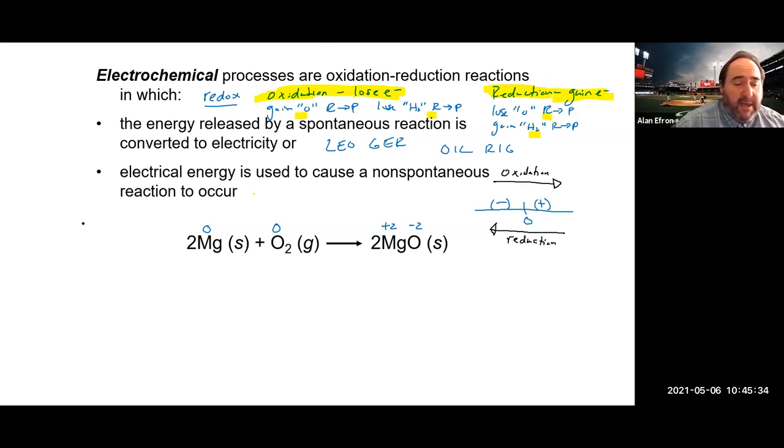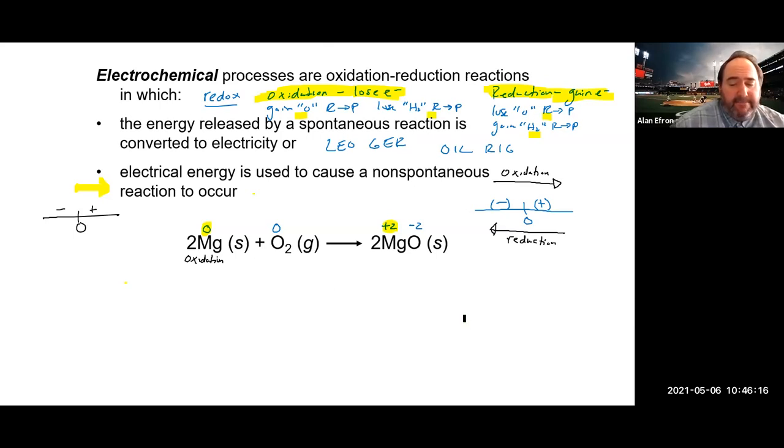So for example, if we look at magnesium here, magnesium is starting at 0, ending at +2. So if you go to the number line, 0 is here, +2 would be heading in this direction. That tells me that the magnesium here is going through oxidation. And by the way, once you determine that the magnesium is going through oxidation, the oxygen in this case would have to go through reduction. So they always happen together. If something is being oxidized, there is something that's being reduced.